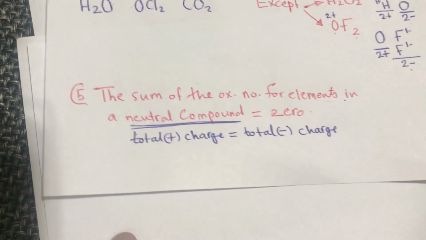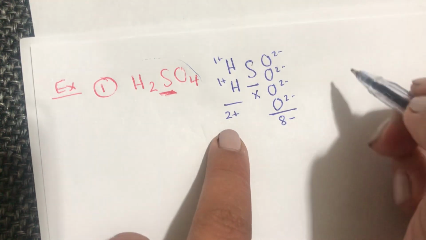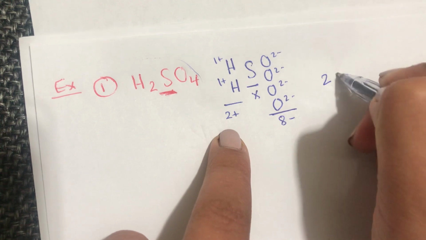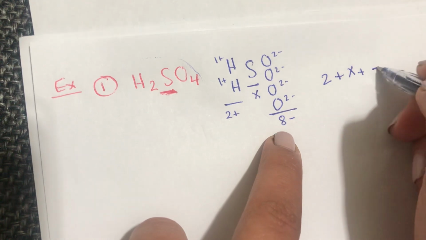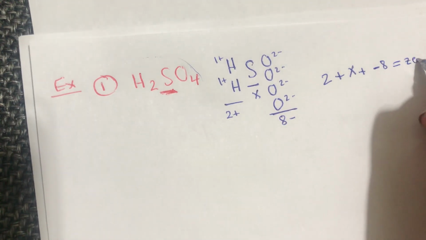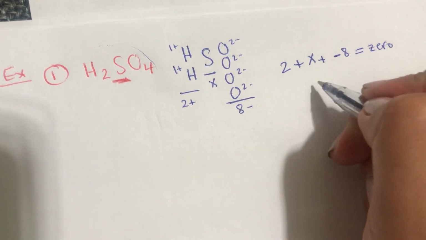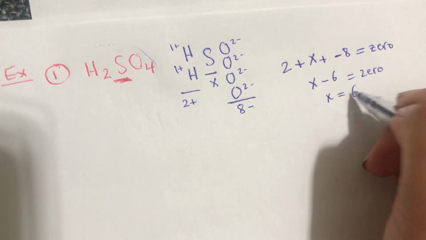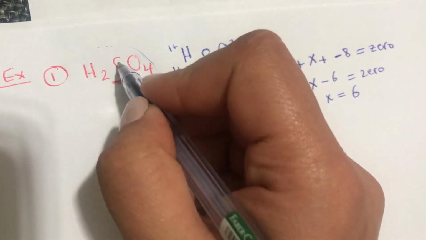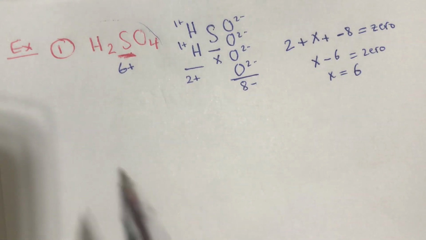According to this rule, the sum of the oxidation numbers for elements in a neutral compound equals 0. So when you add the oxidation number of hydrogen to the oxidation number of sulfur to the oxidation number of oxygen, the total must equal 0. So 2 minus 8 plus x equals 0. So x equals 6. So here in this compound, the oxidation number of sulfur is +6.